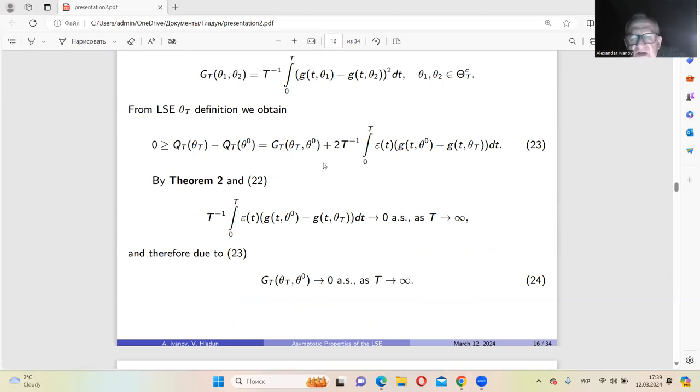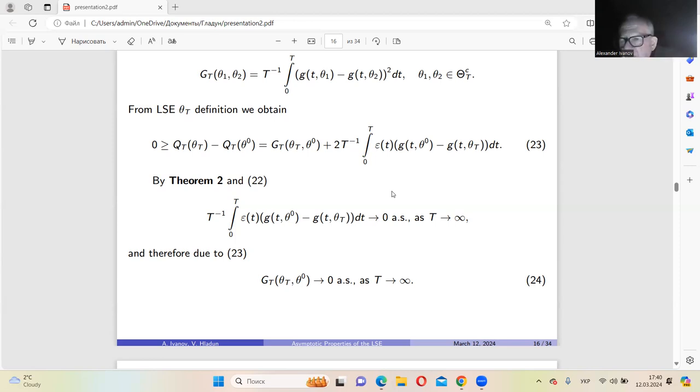May I ask a question? Please. So in 23, theta_t is random, but in your theorem two, you have supremum over all phi and psi. So do you use this part here? Yes, it's written by theorem two, because of the supremum over all values. Okay, yes, thanks. This expression is less than the supremum by parameters.